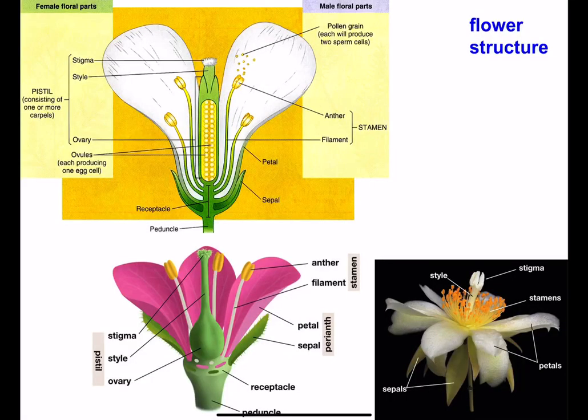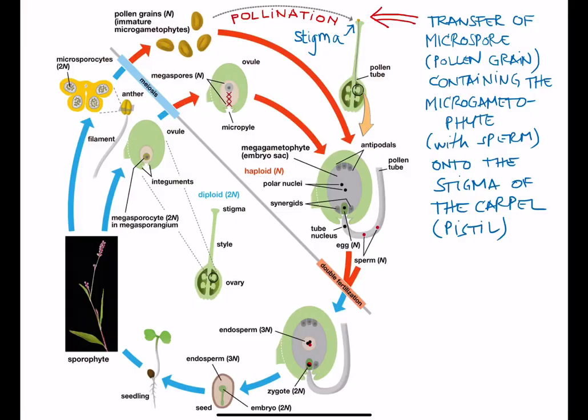Okay, here's just some references I wanted you to have. Everything we've talked about, just reviewed. Okay, so pollination is the transfer of a microspore, namely a pollen grain, which contains the microgametophyte and sperm, onto the stigma of a carpel. Or, remember, the carpel is also known as a pistil, depending on the situation. So in other words, we've got pollen grains coming into contact with stigmas. That is pollination.